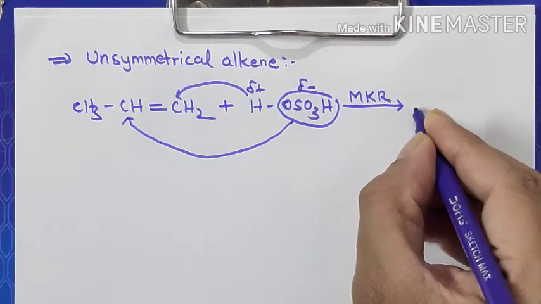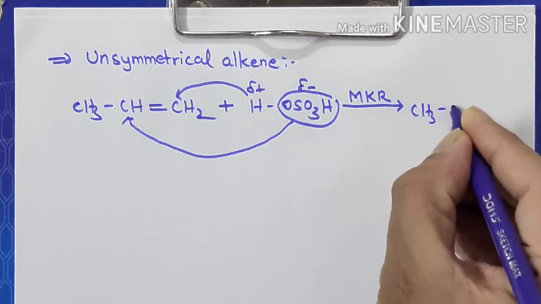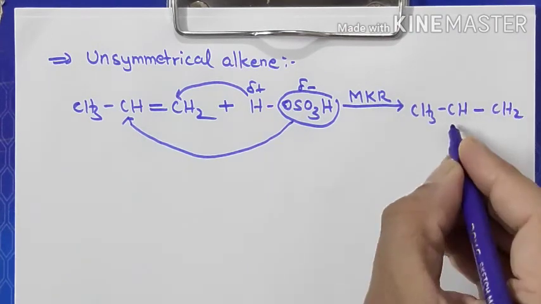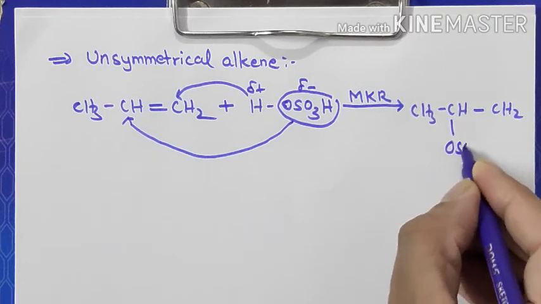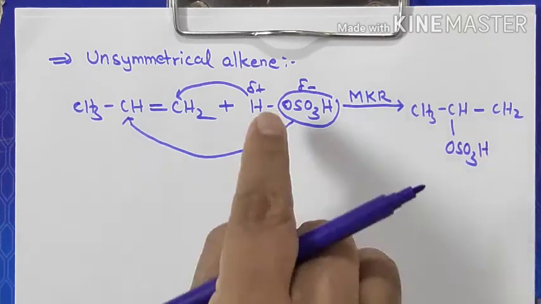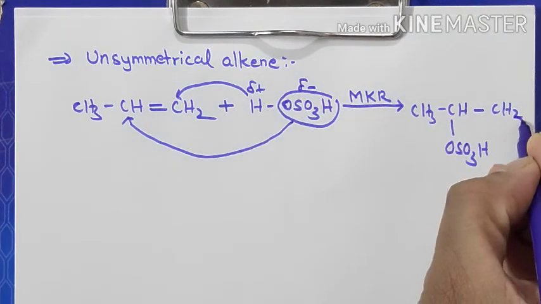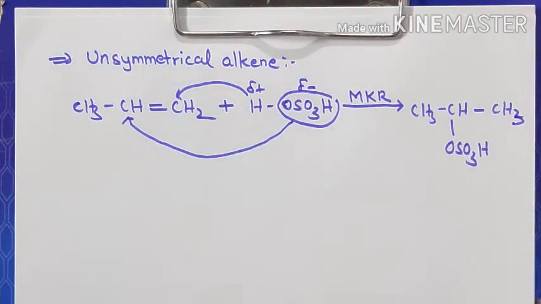I'm writing the product here: CH3 CH CH2. Here OSO3H will come, and this H will come over here, so it will become CH3, right?